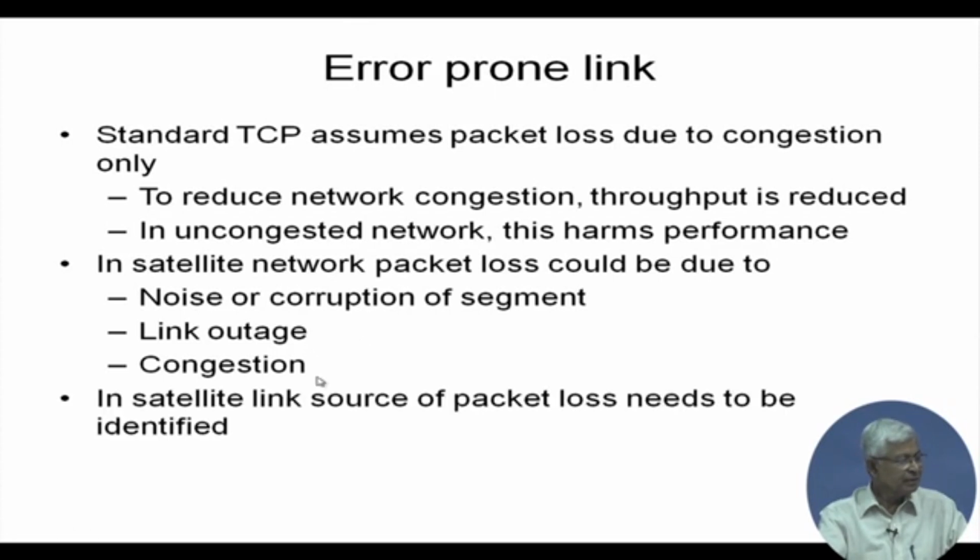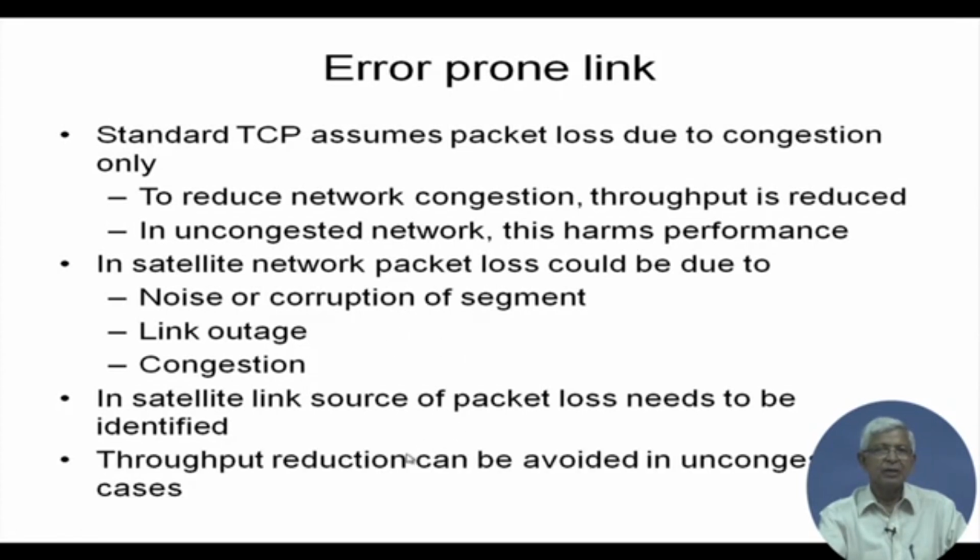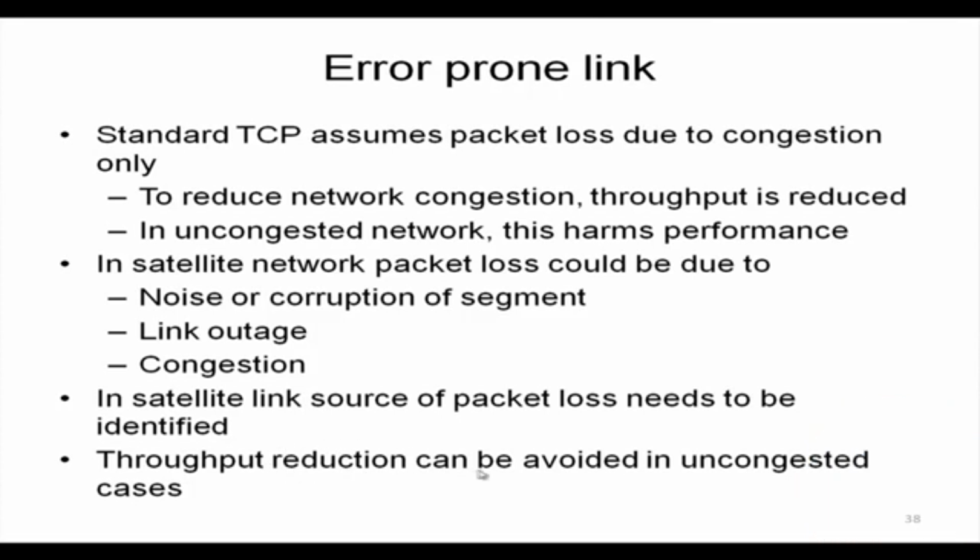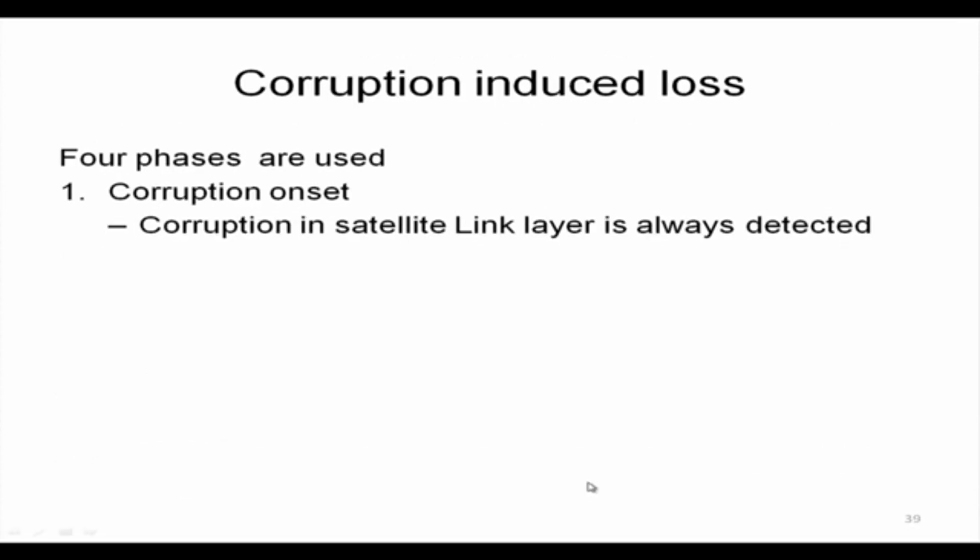Now, in the satellite link, the source of packet loss needs to be identified. In the case of a terrestrial link, the source of the error is always assumed to be congestion. Here, out of these three, whether it is congestion, link outage or corruption, that has to be identified. Accordingly, throughput reduction can be avoided in the uncongested cases. This is the major thing, because it is an error-prone link.